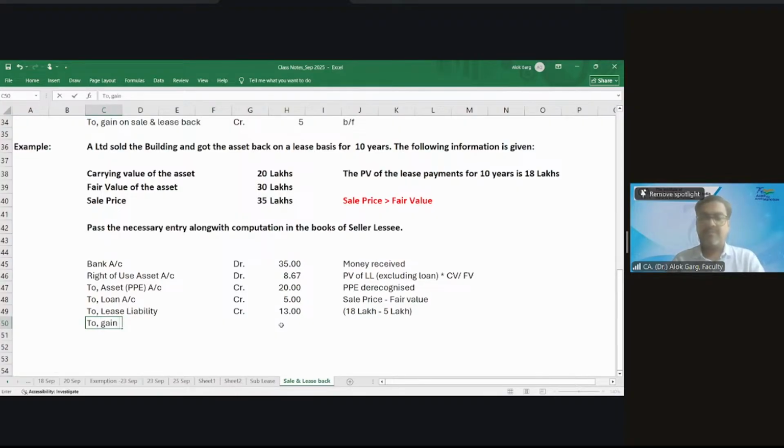Profit and loss account, to gain or loss on sale and leaseback. I don't know whether there is a gain or a loss. 35 plus 8 minus 20 minus 5 minus 30. 5.67 is the gain. It's a balancing figure.